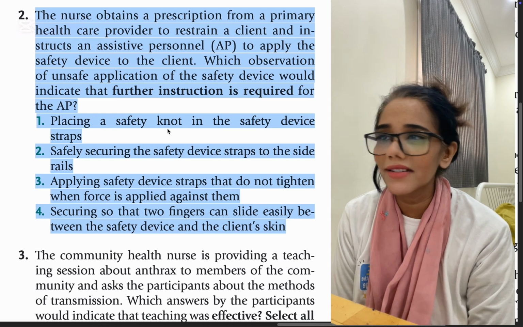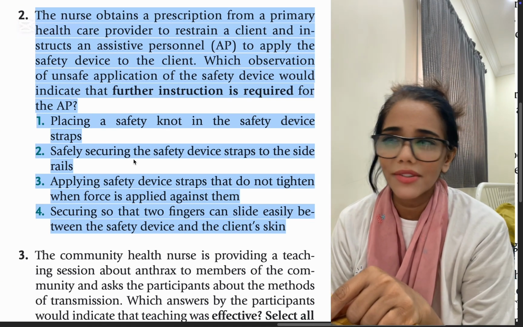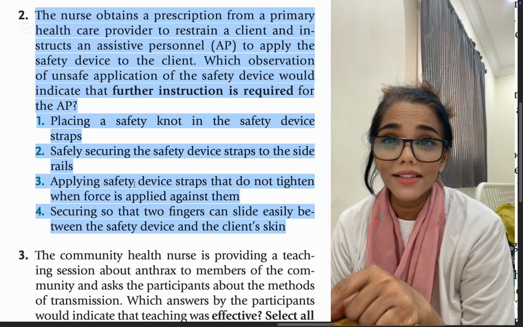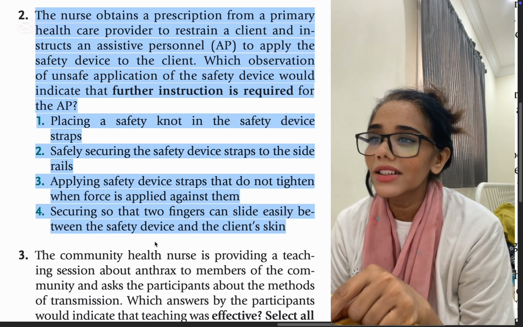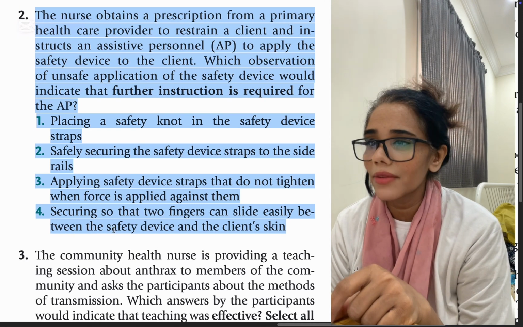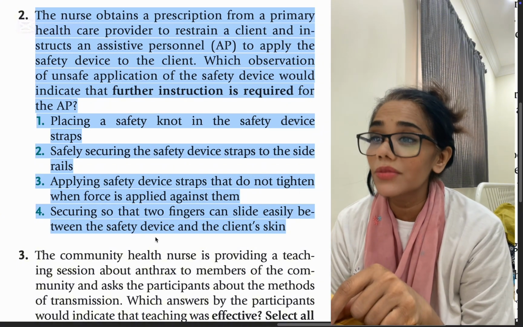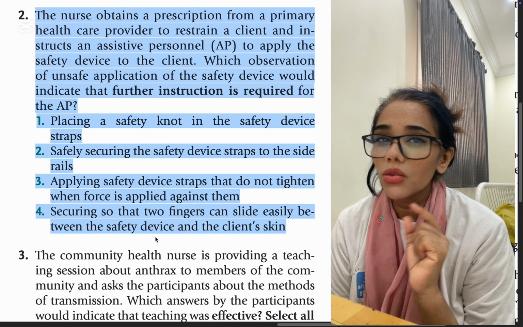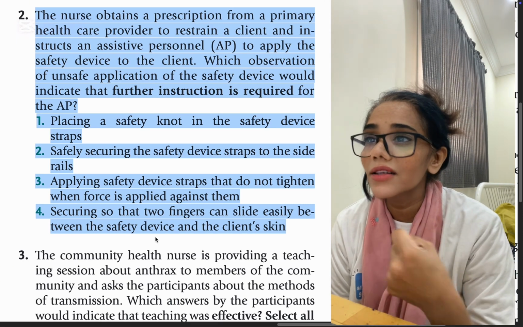We have four options. Placing a safety knot in the safety device straps, safely securing the safety device straps to the side rail, applying safety device straps that do not tighten when force is applied against them, securing so that two fingers can slide easily between the safety device and the client's skin. So, which option shows that the assistive personnel needs further instruction?